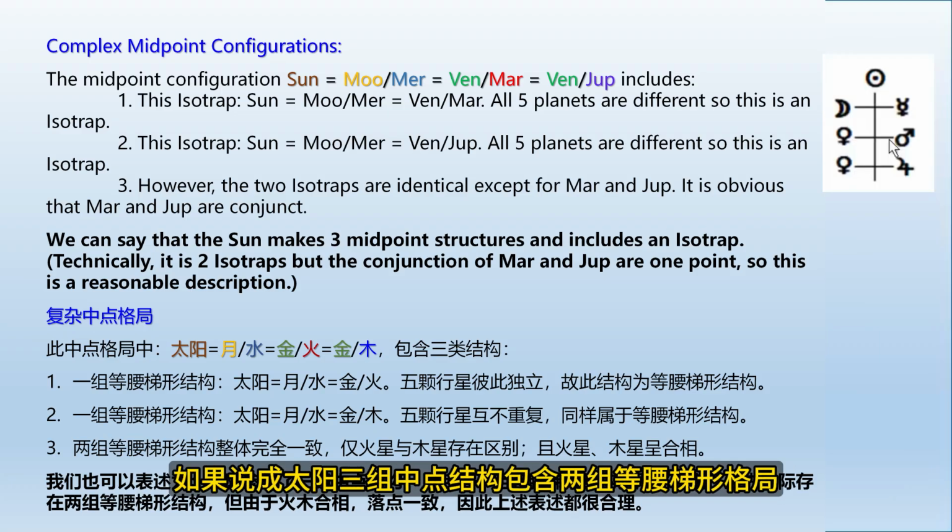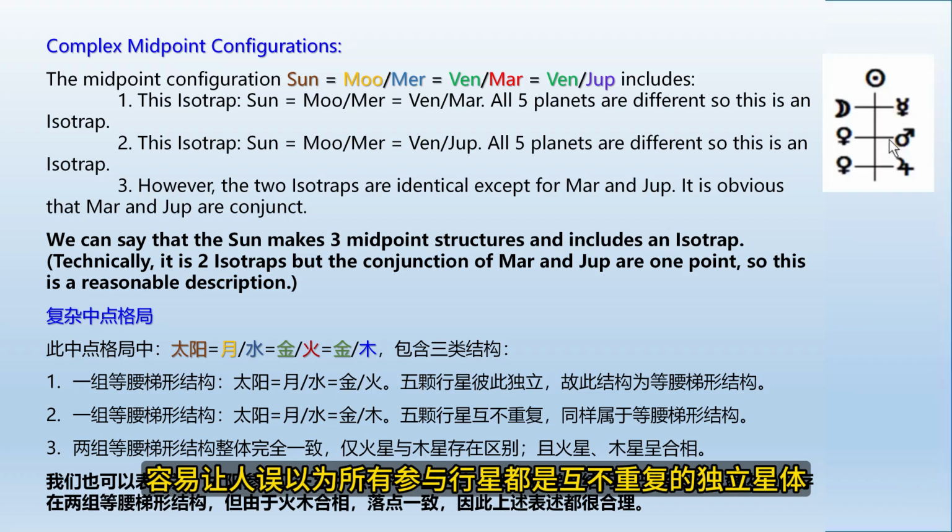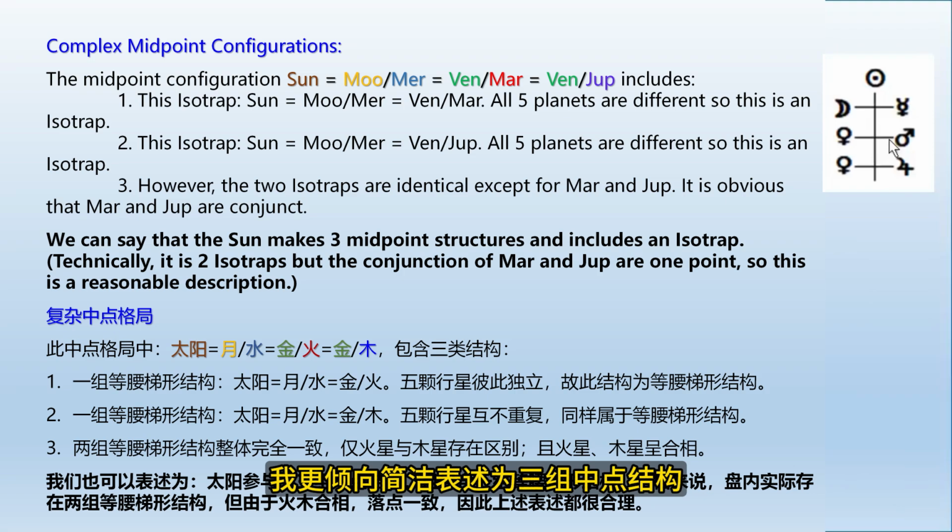If you say the Sun makes three midpoints that includes two isotraps, you might deceive the listener into thinking that all the planets are different from each other. I'm inclined to just say it's three midpoints that includes a midpoint isotrap.